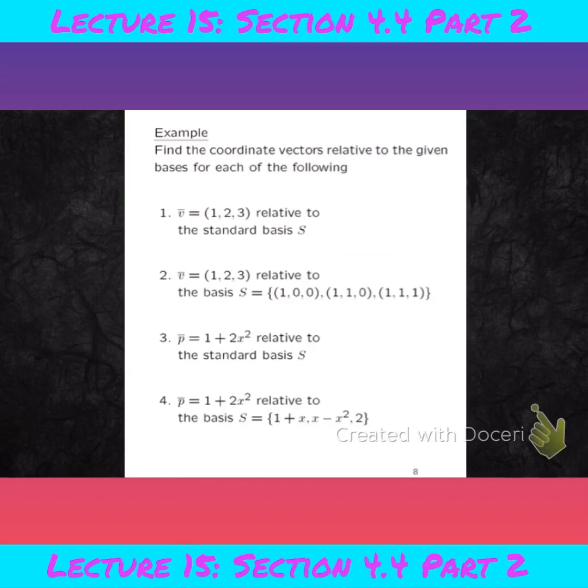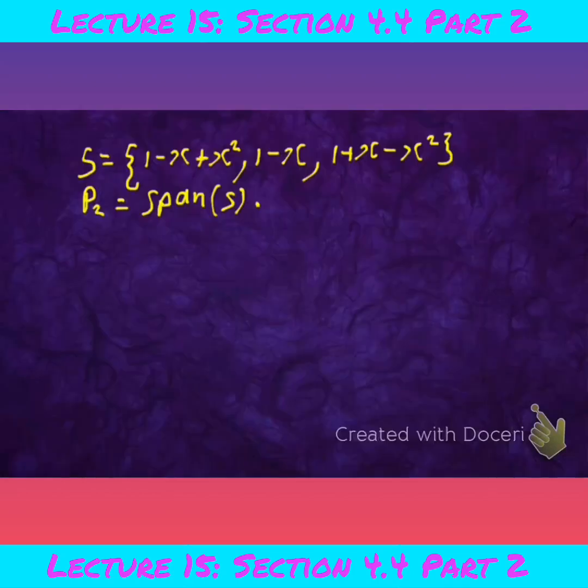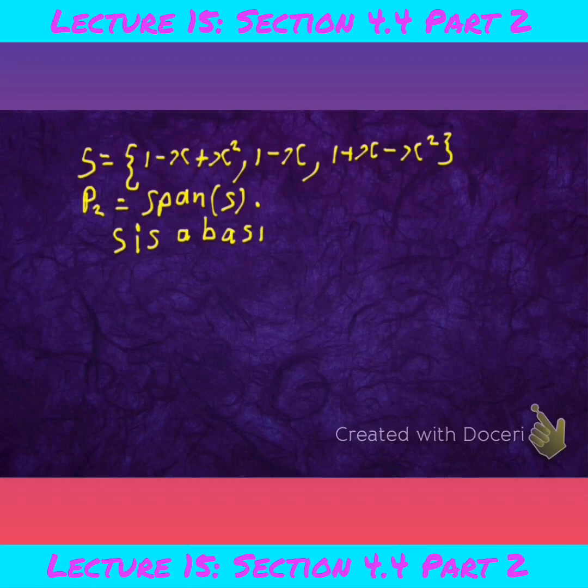Okay, so this brings us to the following example, where they find coordinate vectors relative to the given basis for each of the following. Okay, I just want to look at another example. We're going to go back a little bit in this section, and just quickly look at a previous example we did. From a previous example we did, we have the set S, and we have P2, and we showed that S spans P2. And we also showed that S is linearly independent. So we showed that S is a basis for P2.